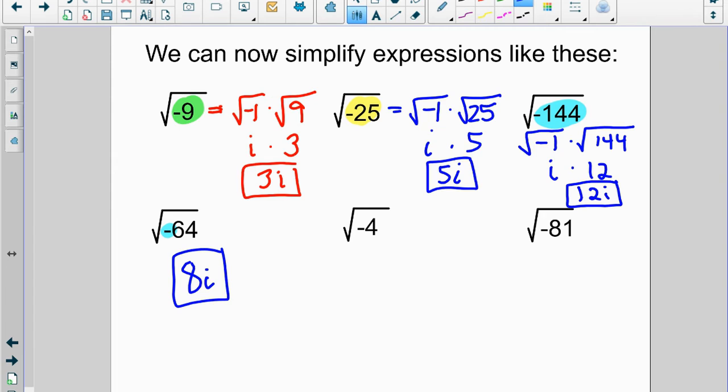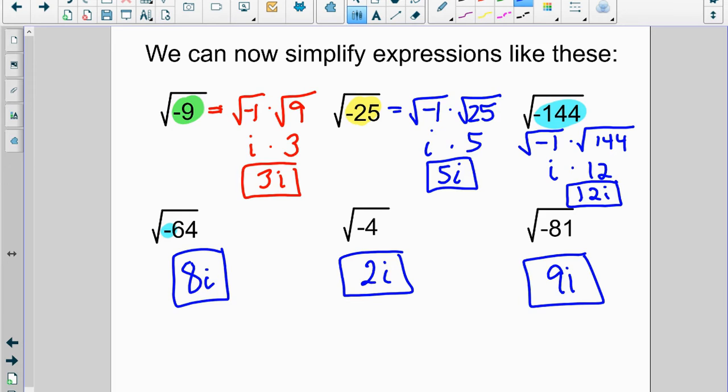In the next one, we know the square root of positive 4 is 2, because 2 times 2 is 4. So the square root of -4 must be 2i. And then finally, our last one, we know the square root of 81 is 9. So the square root of -81 must be 9i. So the top row, the first three ways that we did that was really just showing how we get that i as part of our simplified expression.